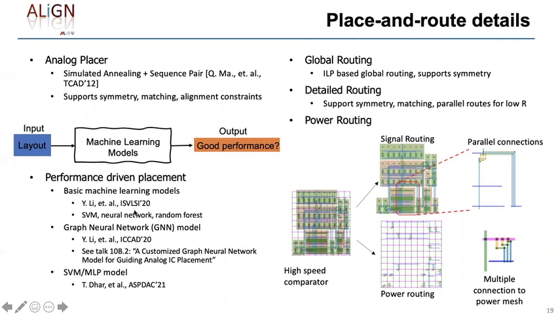The basic models were presented in this paper in ISVLSI this year. There's a paper in session 10B, talk number 2, on using graph neural networks. Please attend that if you can. And then there's an upcoming paper using support vector machines and multi-level perceptrons that will show up in ASPDAC 21. In terms of routing, we perform global routing using an integer linear programming-based formulation that supports symmetry. Detailed routing further adds matching, and it allows the use of parallel routes.